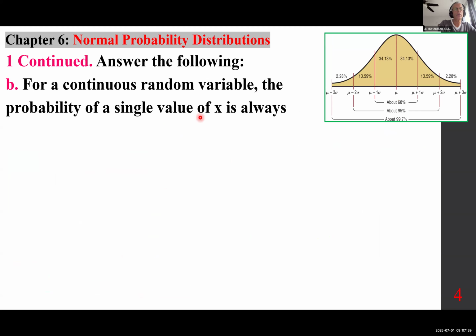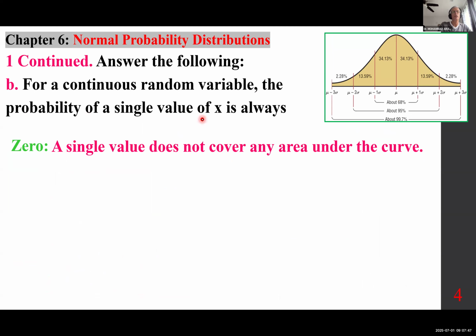For a continuous random variable, the probability of a single value of x is always 0. Why is that? A single value does not cover any area under the curve. So for any continuous random variable, a single value represents an area which covers nothing. It's 0. The probability becomes 0.